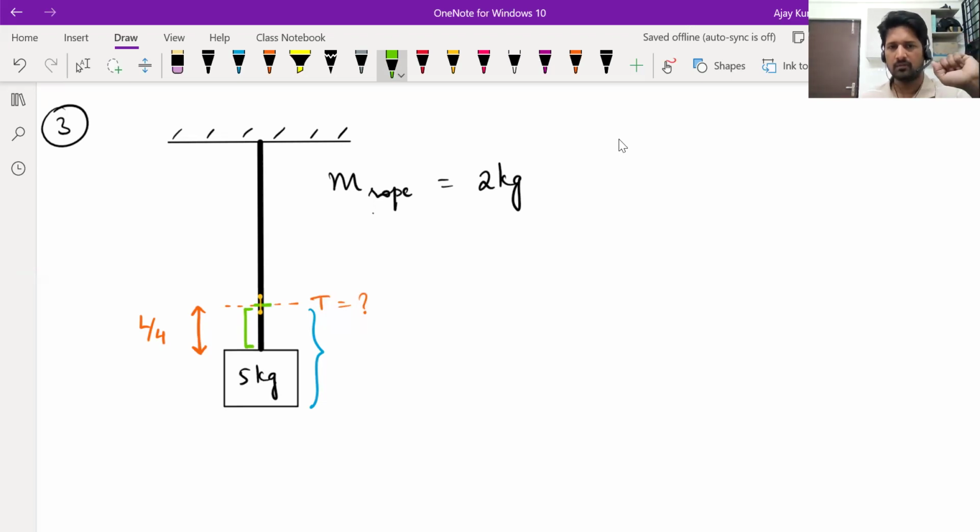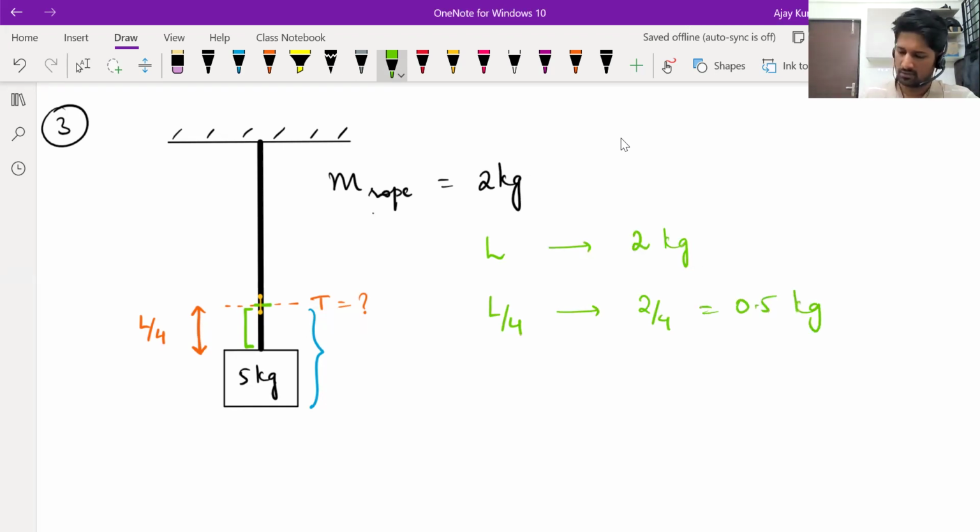The total mass of the rope is 2 kg. This part's length is 1/4 of the total length. So how much will the mass of that part be? 0.5 kg, sir. Half kg, 1/4 of the total mass. Total length L has a mass of 2 kg. Then a length of L by 4 will have a mass of 2 by 4. That is 0.5 kg. That's all.